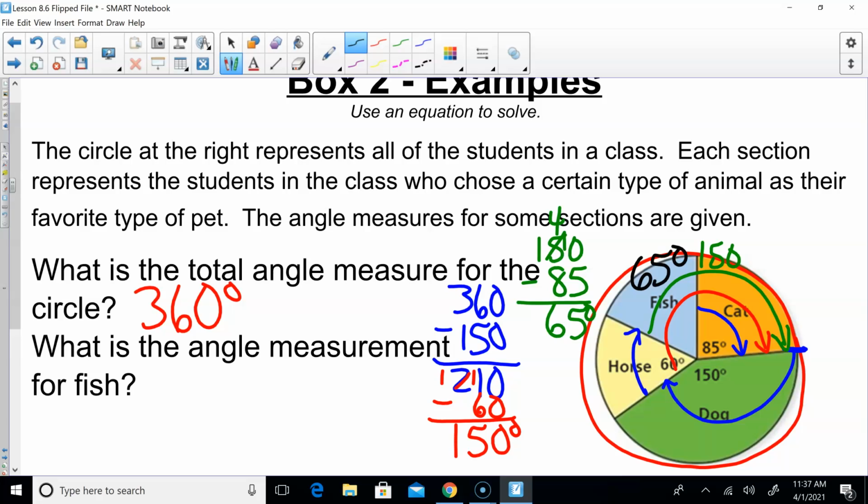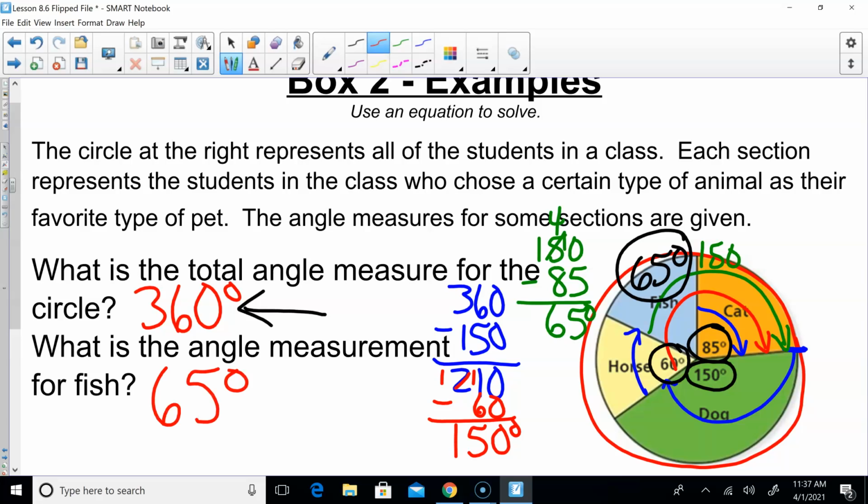And just to make sure, if we weren't positive that we subtracted correctly, we could add up all of our different measurements, and when we add them up, what should they equal? Hopefully you're saying they should all equal 360 degrees. So to answer our question, what is the angle measurement for the fish section? Our angle measurement for the fish section was 65 degrees. So you can pause the video and write down that circle and break it down and see how we slowly put together the pieces to make the entire whole circle.